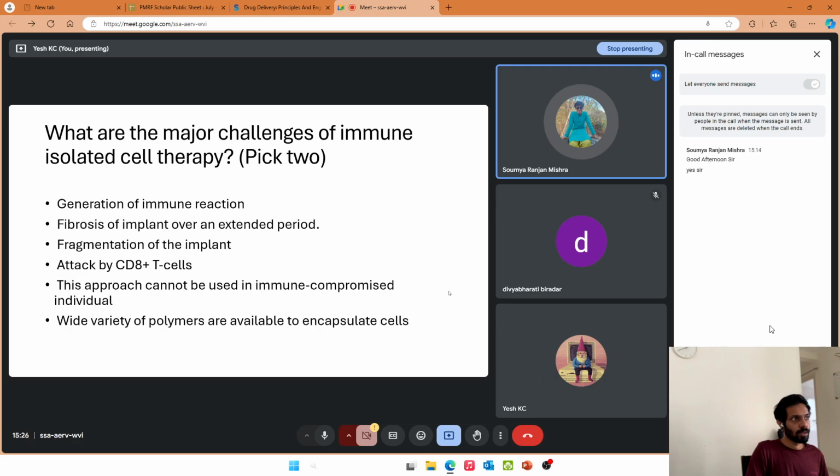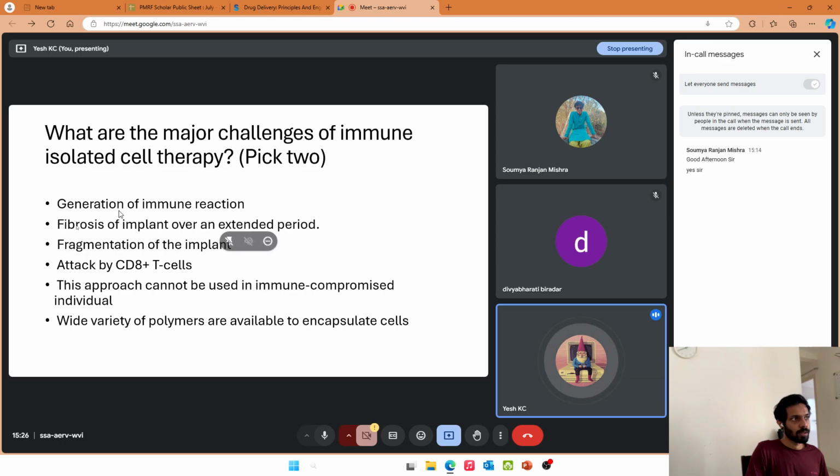Generation of immune reaction. Generally, whenever you're designing this immune isolated cell therapy, you will make sure that these cells and antibodies are not able to reach the site of wherever your therapeutic cells are, right? So I would say generation of immune reaction and attack by CD8 positive T cells is less of a concern, because you're planning it in such a way that they're not able to even access it in the first place.